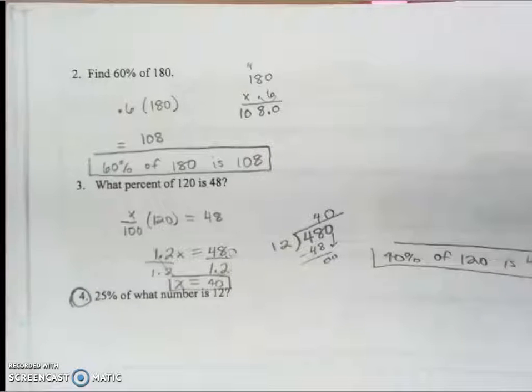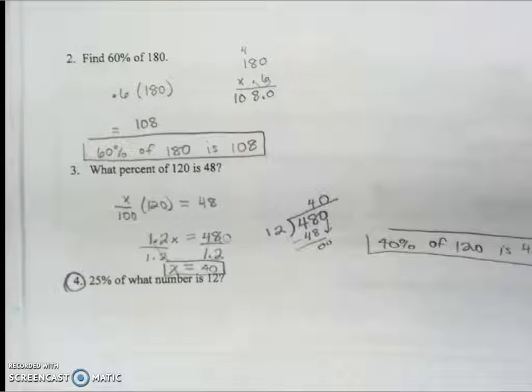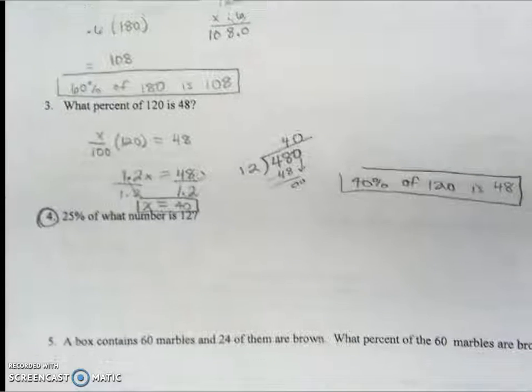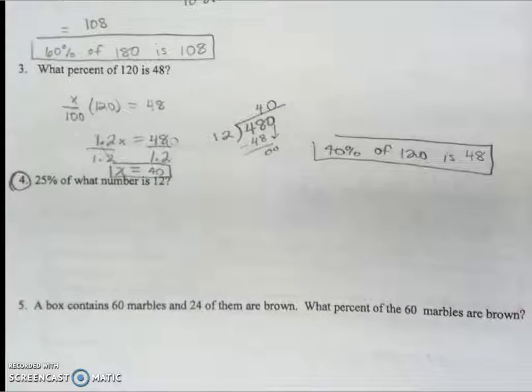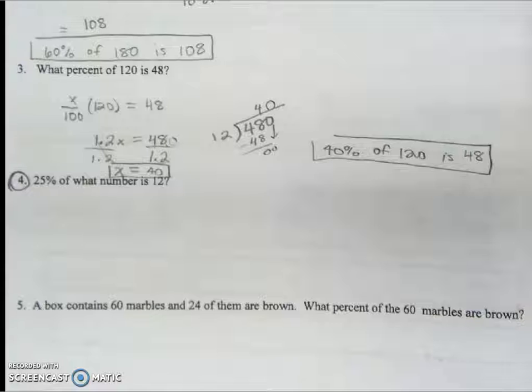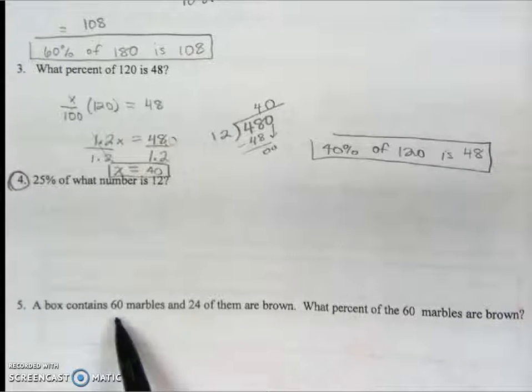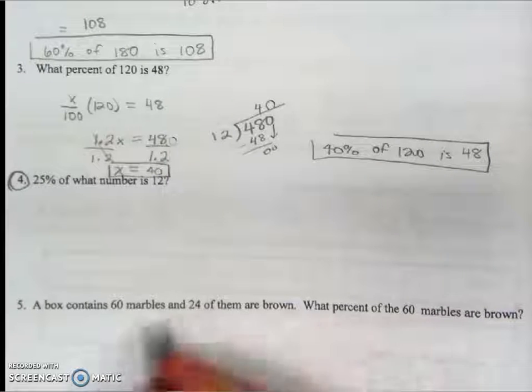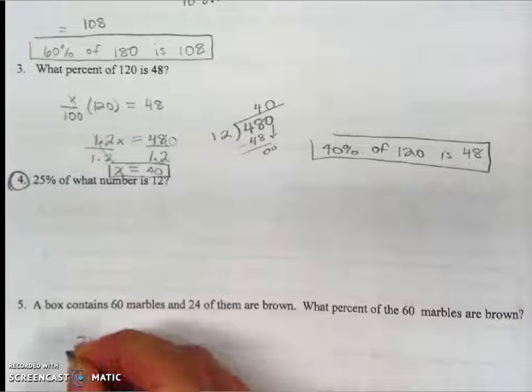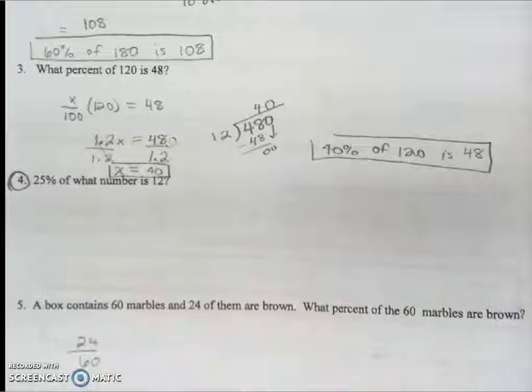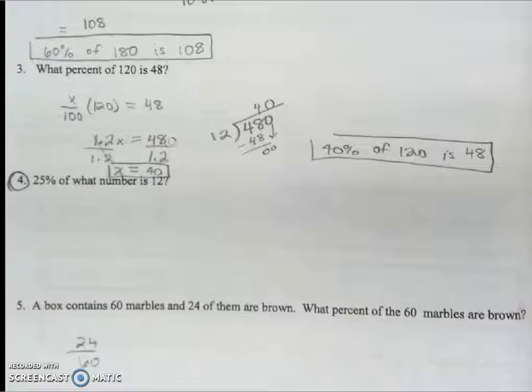But before you move on to that one, let's do the last two problems. All right, so we see words. Oh no, not words. It's fine. Number 5, a box contains 60 marbles and 24 of them are brown. There's our whole thing, there's our part. I would see this as 24 out of 60 because I like to see that probability, that proportion kind of set up. 24 out of 60.